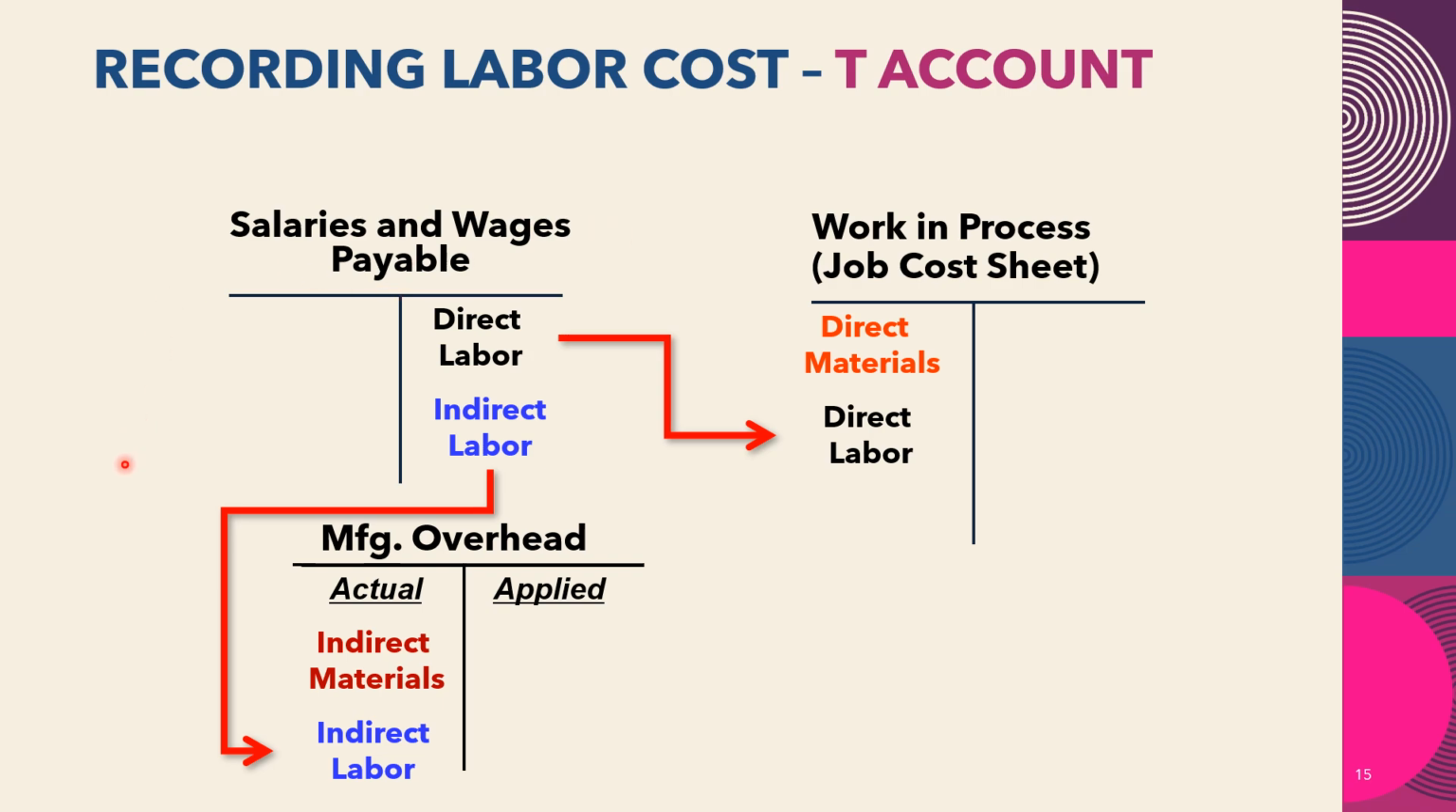When indirect labor costs are incurred, you debit manufacturing overhead by the amount you paid to the indirect labor and credit salaries and wages payable for this indirect labor. So the treatment is the same for both direct materials and direct labor.